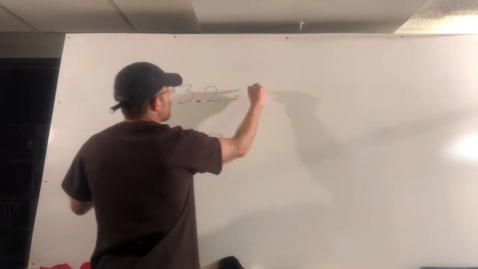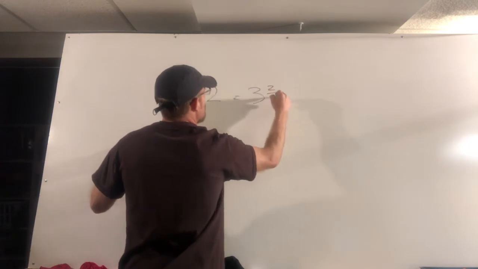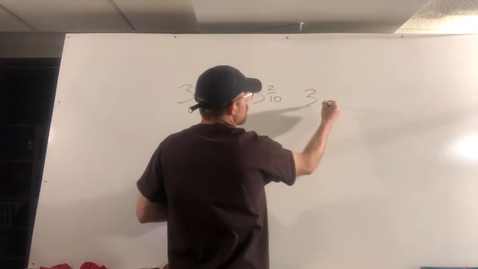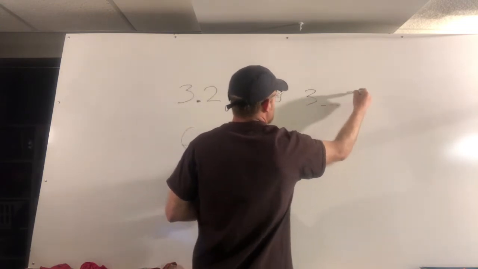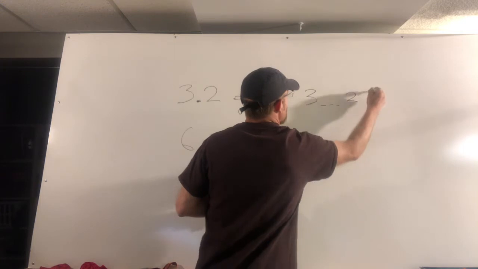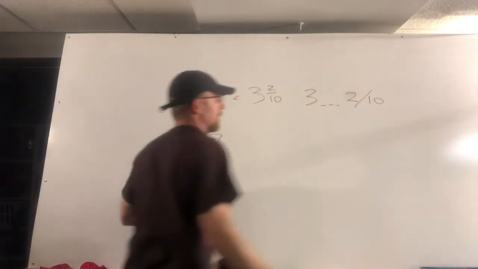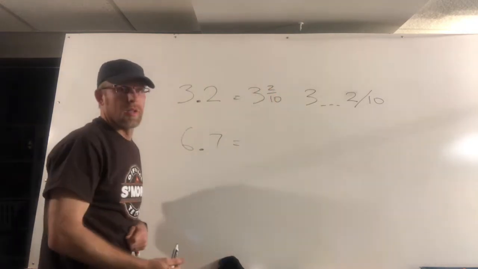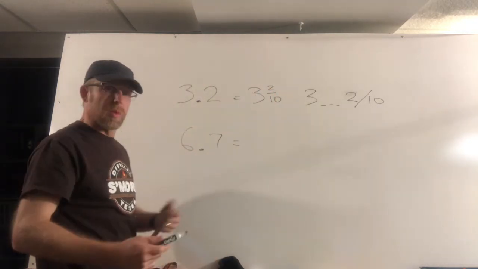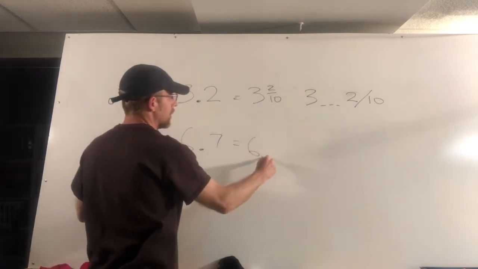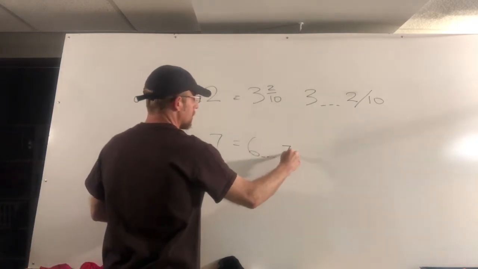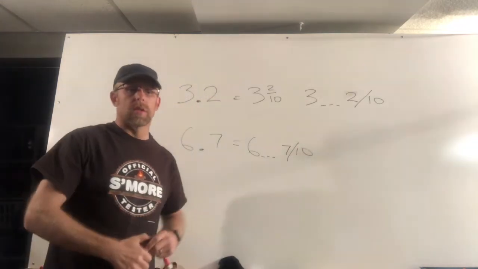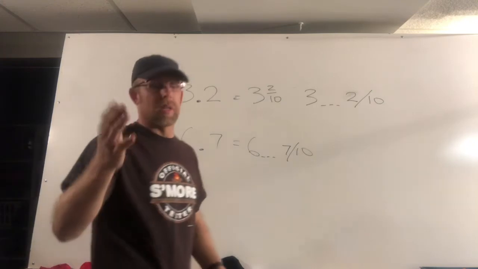So 3.2 equals 3 and 2/10, but you would have to write it like this: 3, spacebar, spacebar, spacebar, and then 2/10, because you're not going to be able to type it like that on your answer. 6.7 would be 6, spacebar, spacebar, spacebar, 7/10.